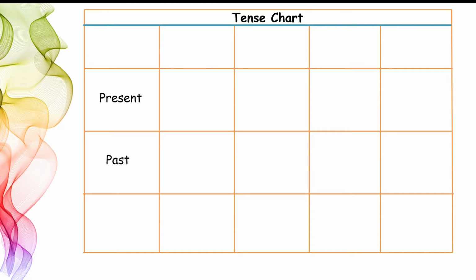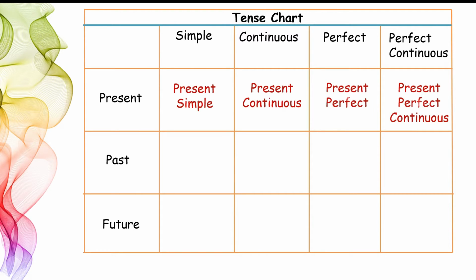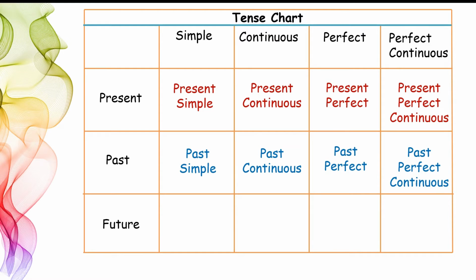The 3 times are present, past and future. The 4 aspects are simple, continuous, perfect and the perfect continuous. The time and the aspect combine together to form all the 12 tenses.